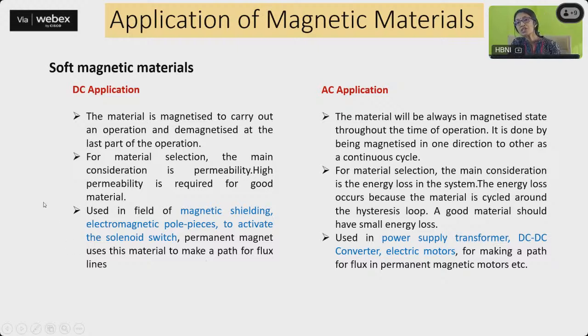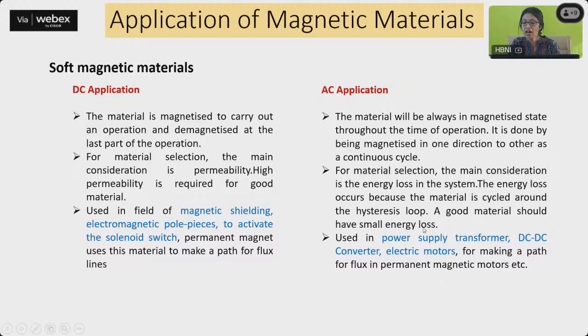Whereas when you are using it in alternating current applications, like AC applications, the material has to be always in the magnetized state throughout the time of operation, and it is done by being magnetized in one direction to the other as a continuous cycle. For material selection in this case, the main consideration is the energy loss in the system. The energy loss occurs because the material is cycled around the hysteresis loop.